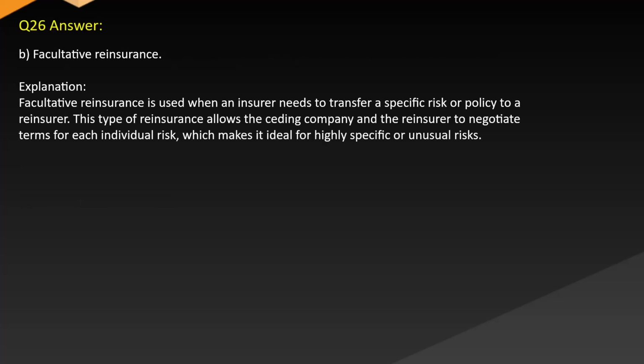Answer B. Facultative reinsurance. Explanation: facultative reinsurance is used when an insurer needs to transfer a specific risk or policy to a reinsurer. This type of reinsurance allows the ceding company and the reinsurer to negotiate terms for each individual risk, which makes it ideal for highly specific or unusual risks.